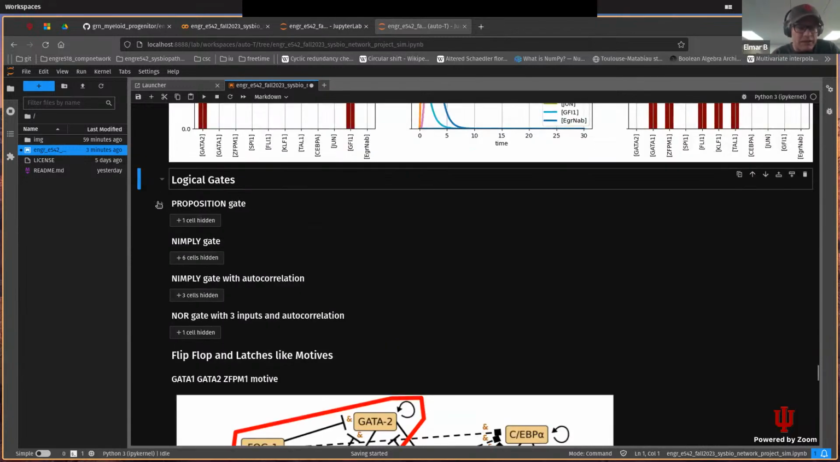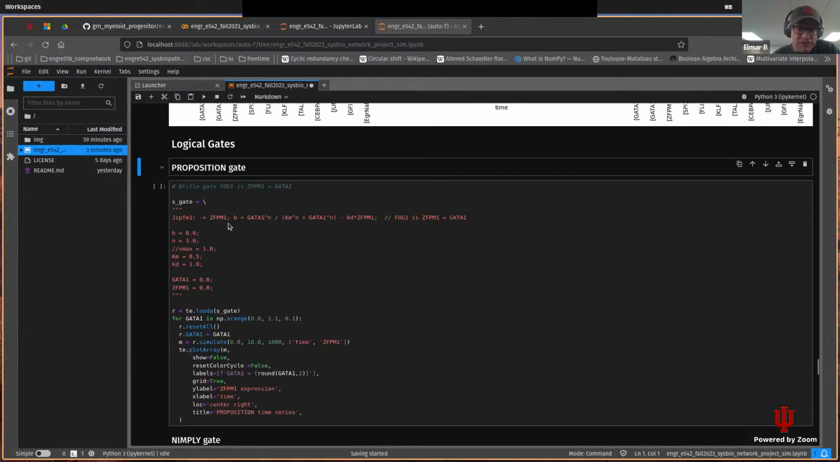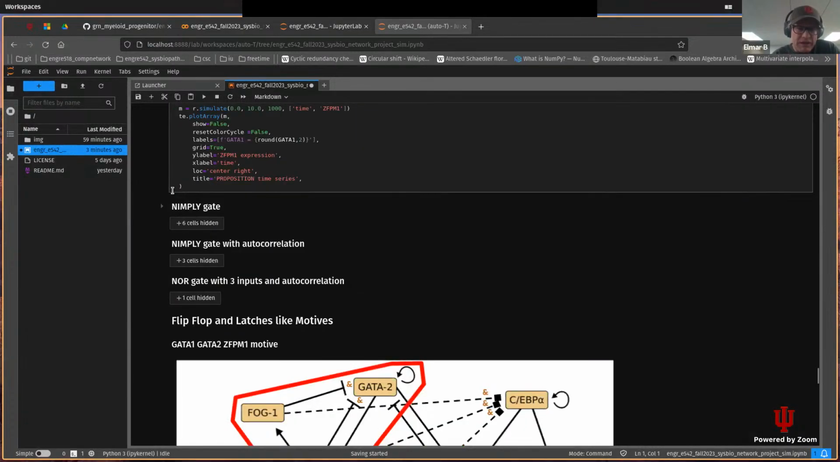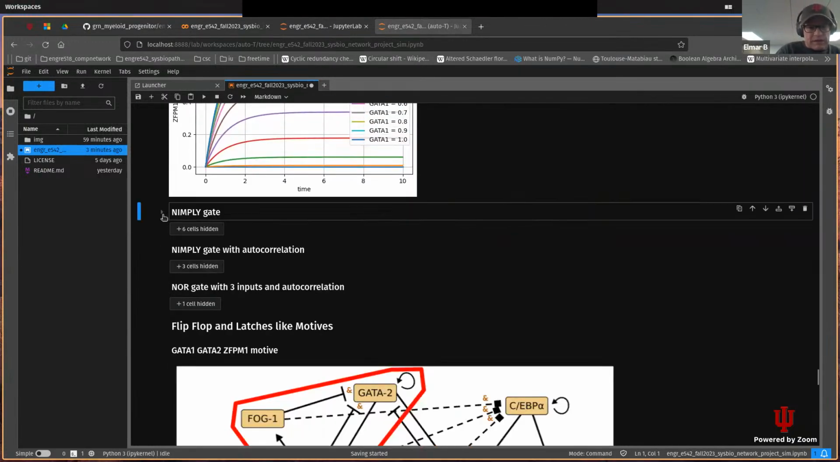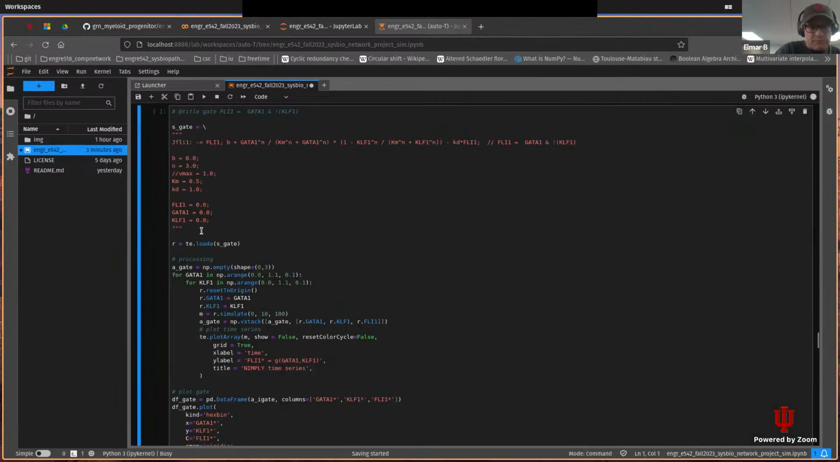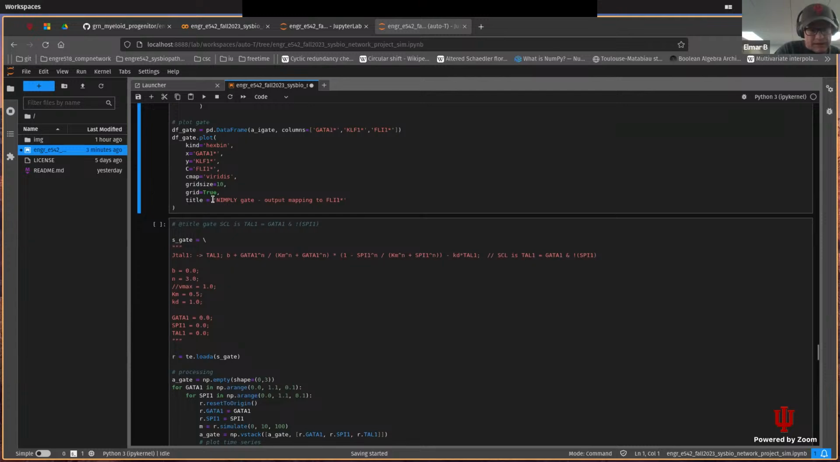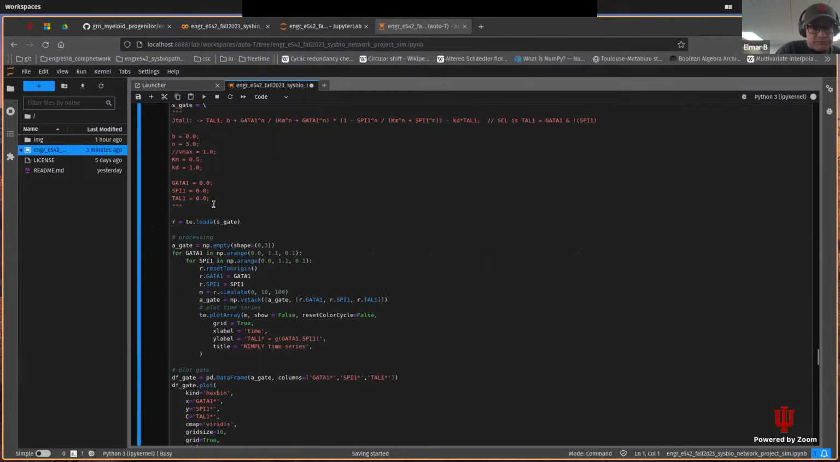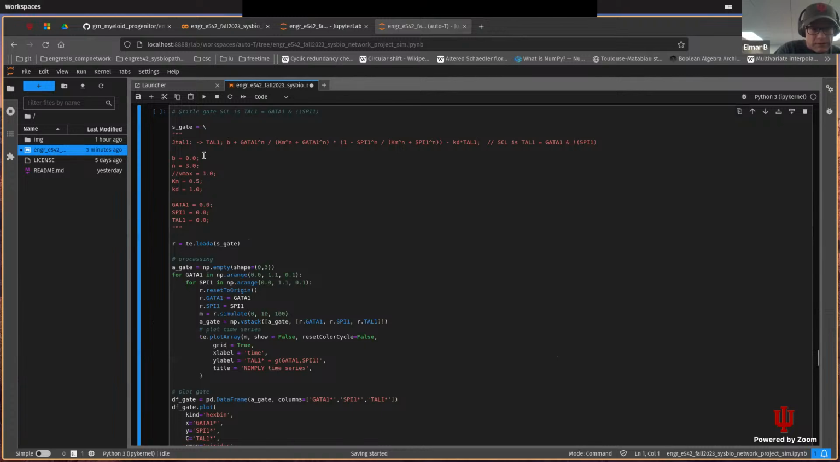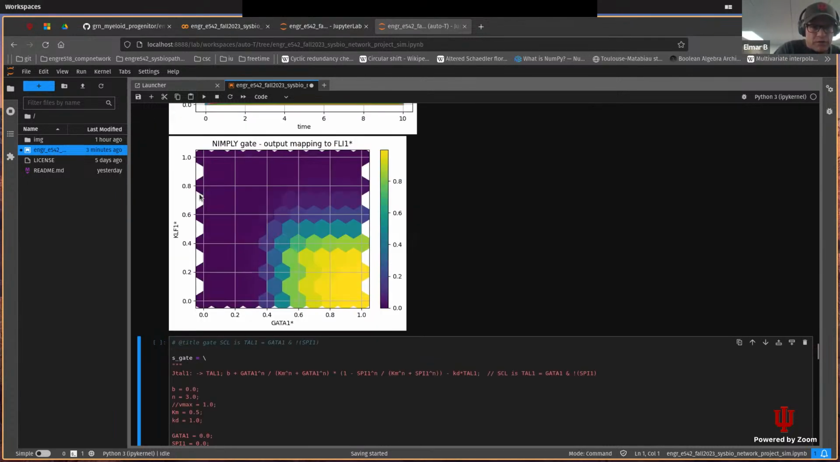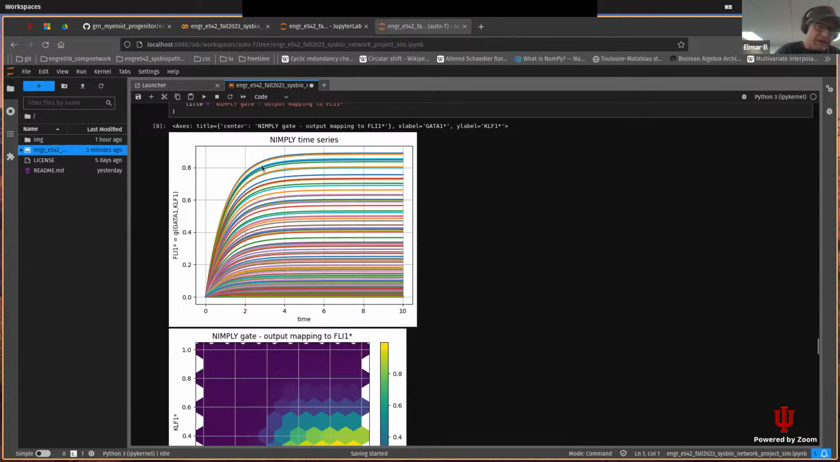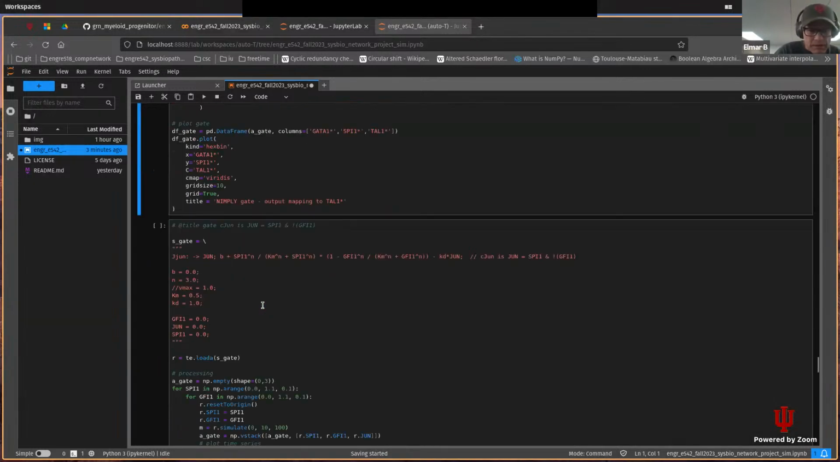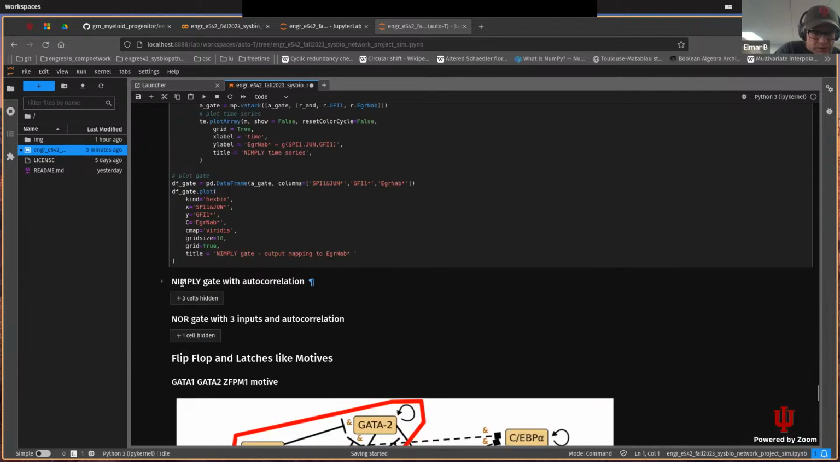Okay, let's go to the gates. So I looked at each of the gates. So this is the proposition gate. And for each of these gates, when you run it, you get the time series. I take the first of these numpy gates, so there you would get the information on how a numpy gate looks, as we have seen before. And then I come to these numpy gates that actually had autocorrelations.